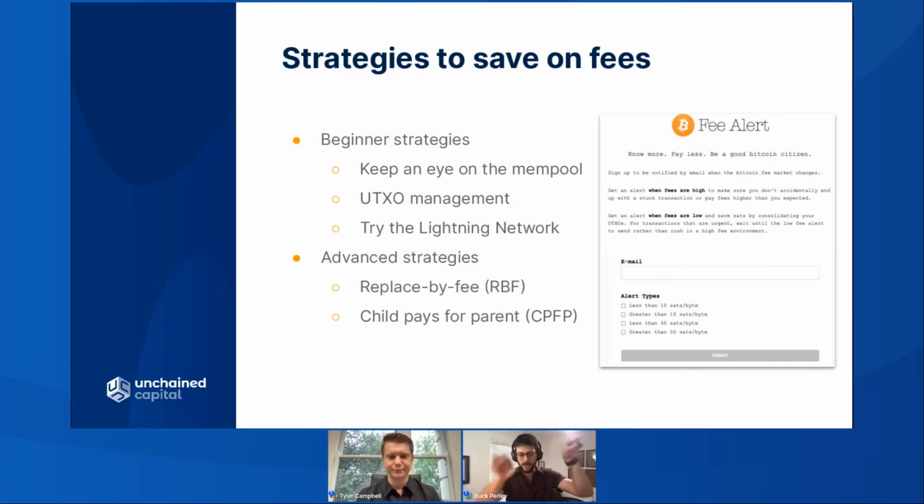So if that makes sense, you have this chain of transactions that, in order for a miner to get the fees, it needs to get all of them together. Even though this one has fees that are too low, because the fees on this one are high enough, it'll take both of them. And that's how you can bump a transaction.